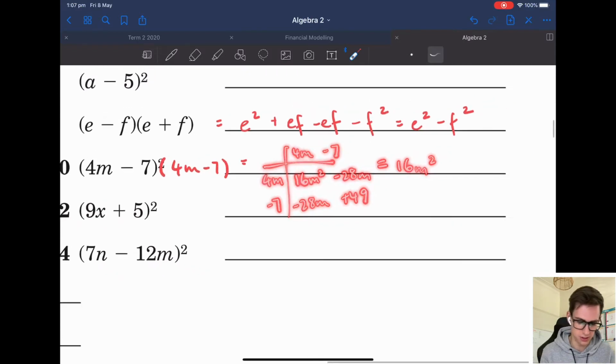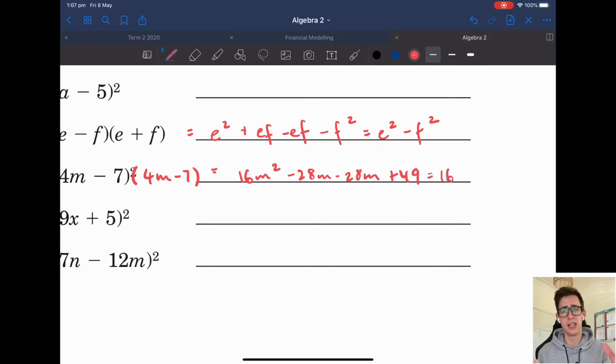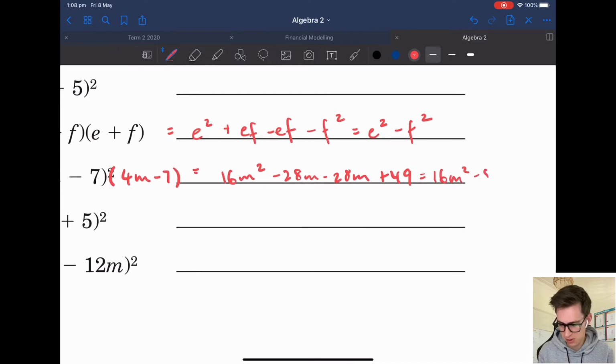What am I going to get? 16m squared. You're going to have negative 28m, negative 28m, plus 49. And with these, we're often going to be able to clean up those middle terms, the inside and outside bit, and that's going to get me negative 56m plus 49.